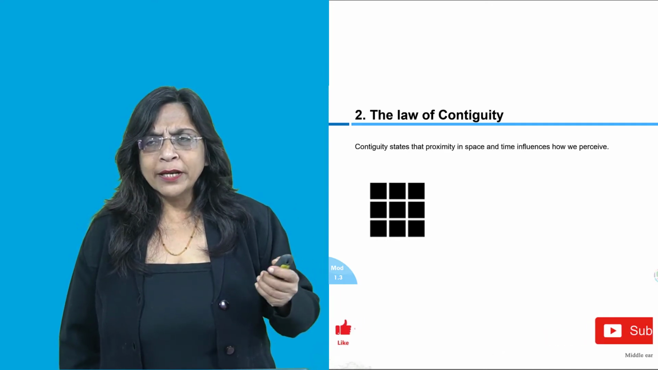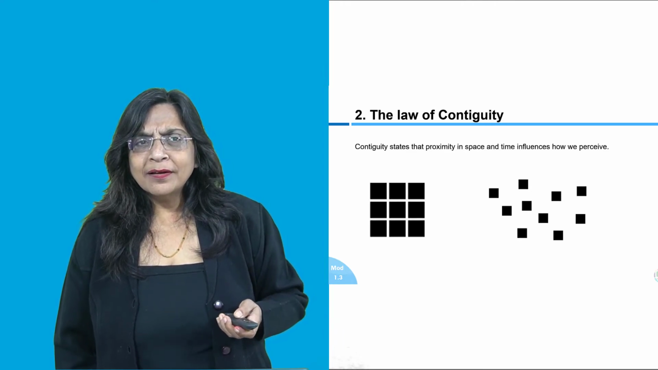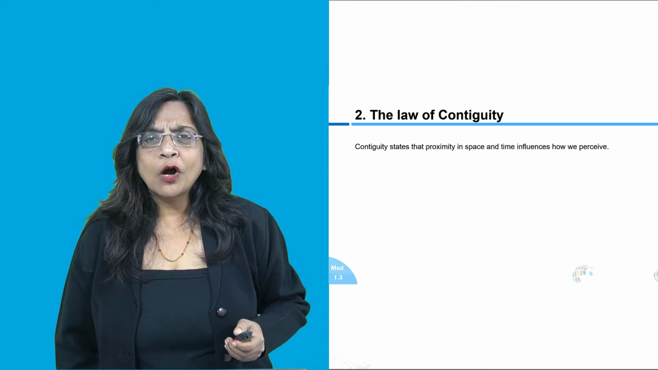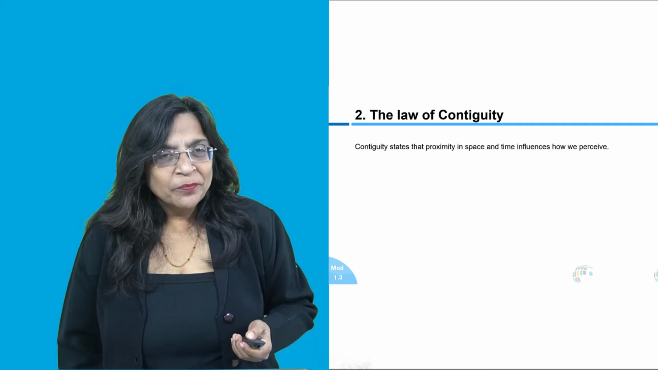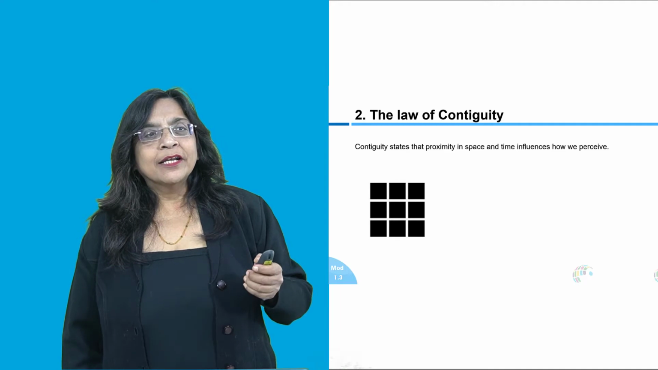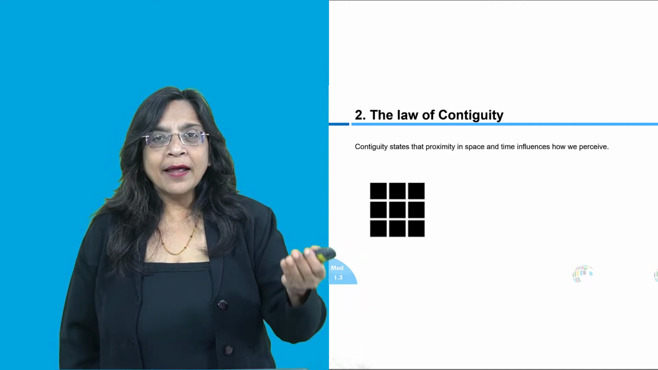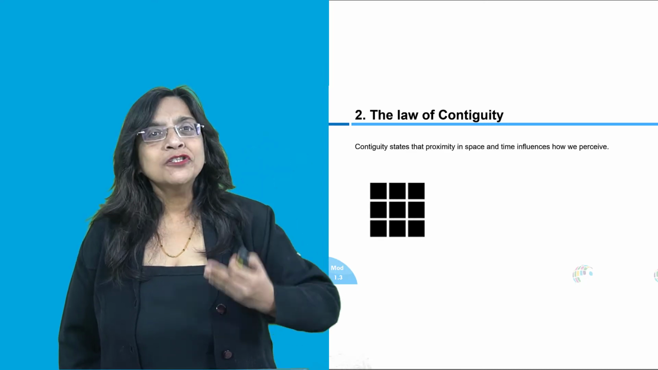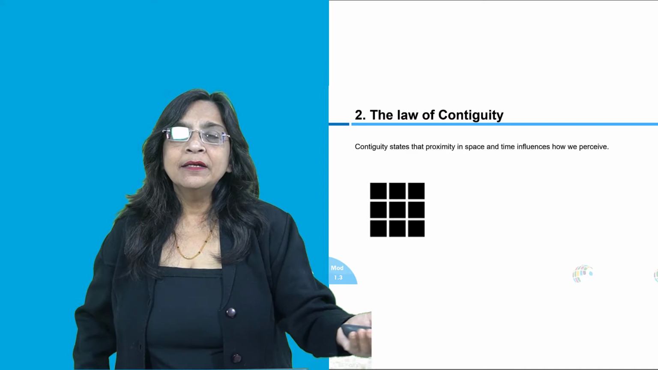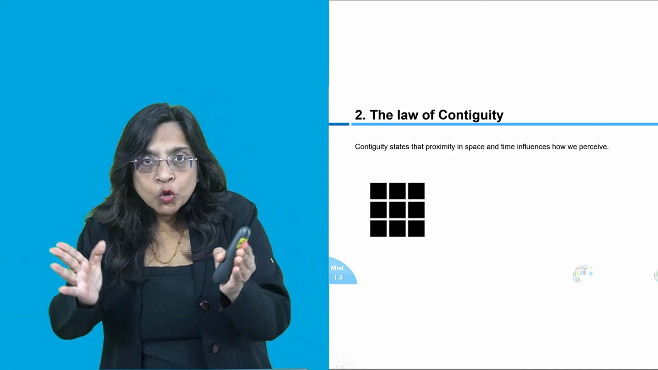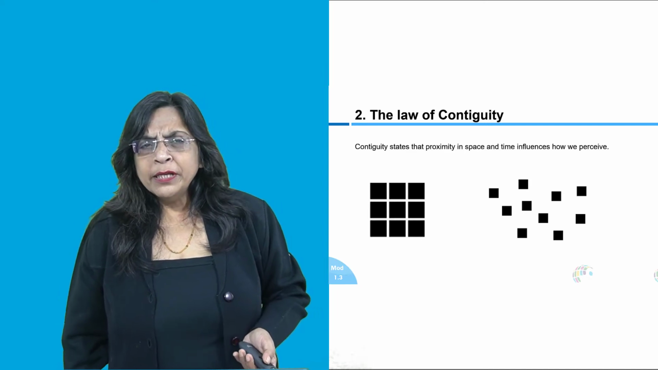Are there 3, 4? Can you count? And can you tell me how many are there in this? Well, I'm changing the picture. Can you count and tell me now? Well, the answer is pretty simple. In the first one, there are obviously 9 because 3 into 3 is equal to 9. And you can almost immediately give the answer because your mind automatically puts it together because they're close to each other. But if I look at the second one, how many squares are there?